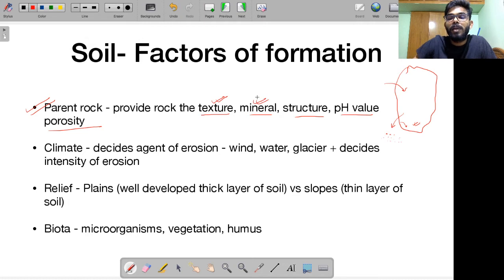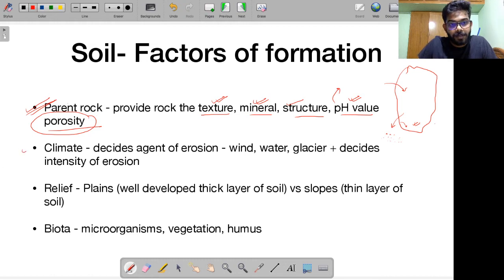What is the mineral composition of the soil? That is again determined by the parent rock that got weathered. The structure is also determined. Similarly, the pH value. I hope you know about the pH scale, right? This tells you whether the soil that you have is acidic or basic. So that pH value is again dependent on this particular parent rock. And if you look at porosity, it means how many holes do we have over there? How easy is it for water to seep through, etc.? That is porosity. How porous is it, right? That is also determined by the parent rock. This is one thing, the parent rock.